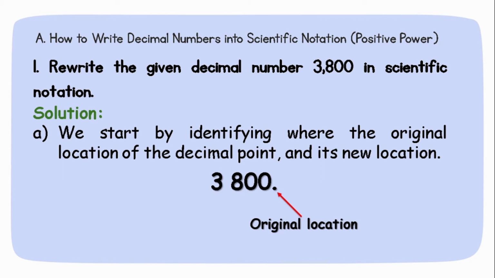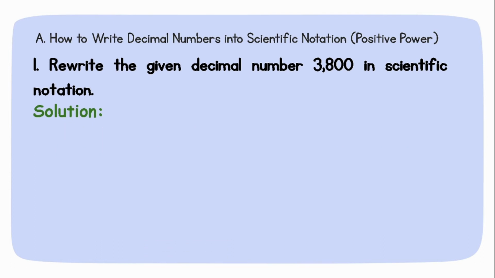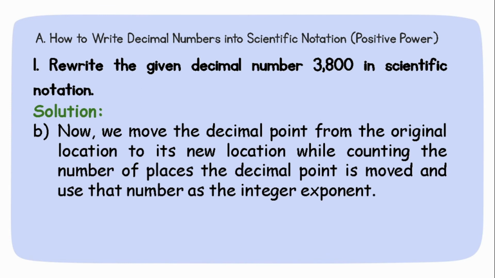For us to have a number part or coefficient which is greater than or equal to 1 but less than 10, we will move the decimal point towards the left, that is between 3 and 8, to obtain 3.8. Now, we move the decimal point from the original location to its new location while counting the number of places the decimal point is moved and use that number as the integer exponent. So, from the original location going to the new location, we will count 3 decimal places to the left.